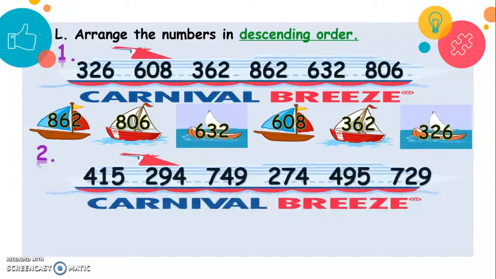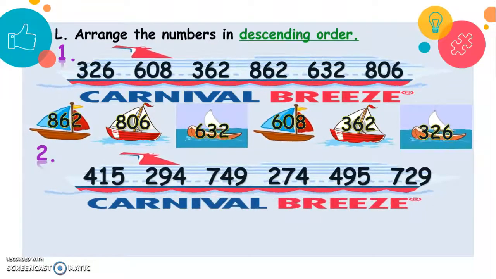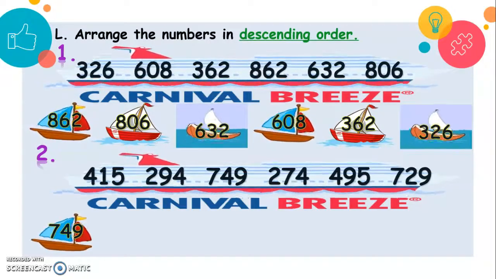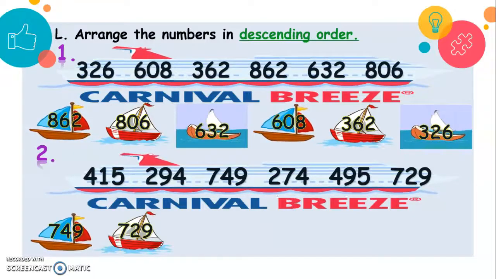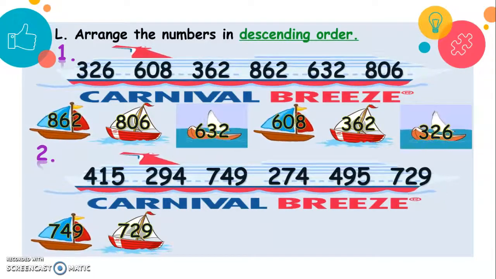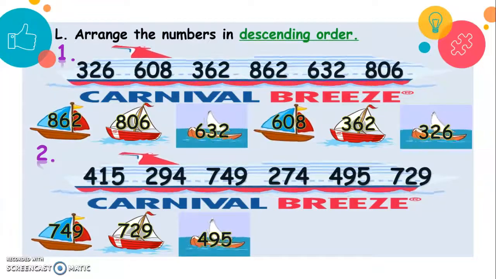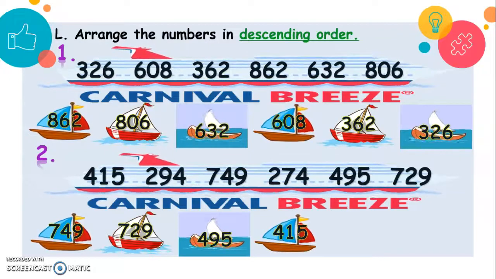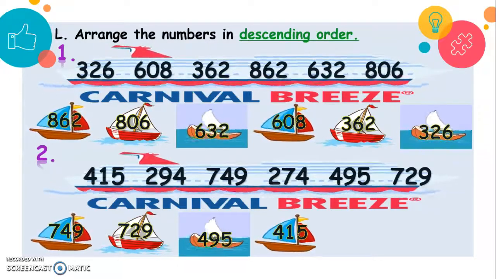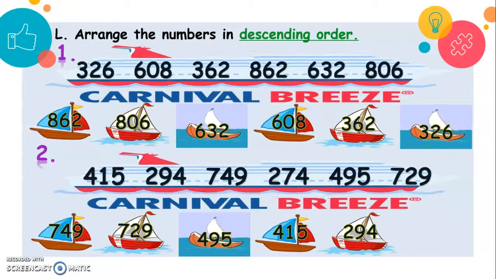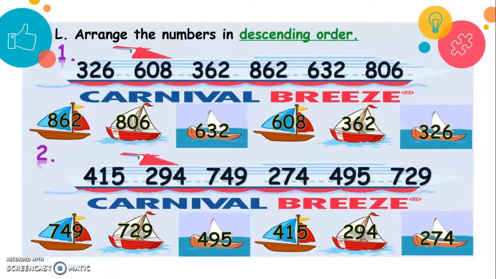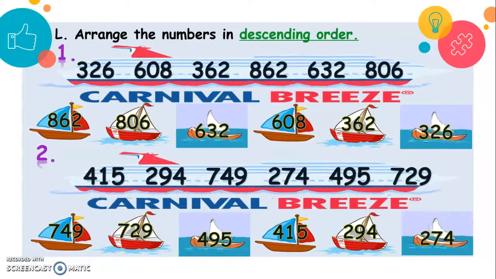For number 2, the greatest number is 749. This is followed by 729. The next number is 495. And then, going down, we have 415. The next two numbers are 294, and the smallest number is 274. Now, did you get all the answers correct?